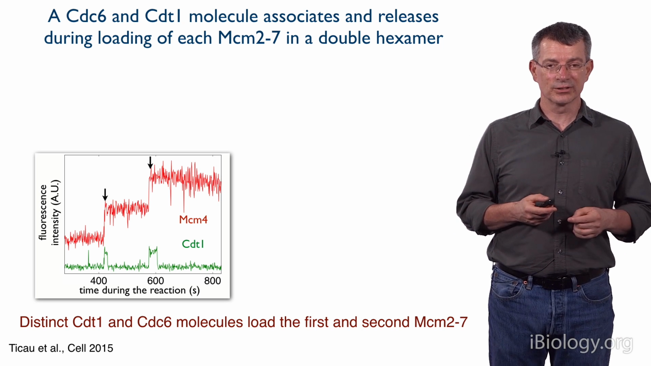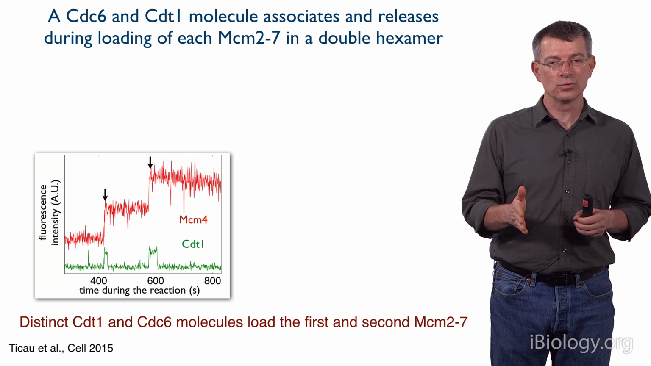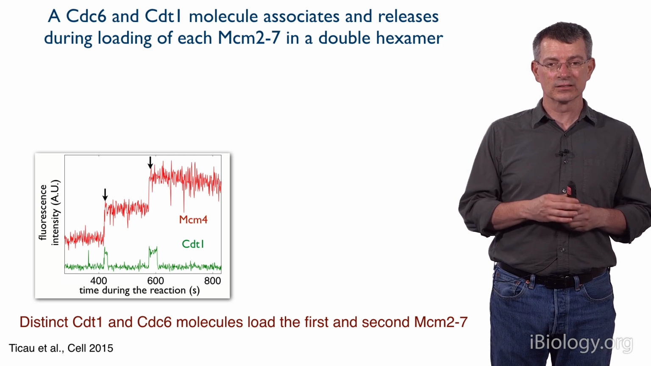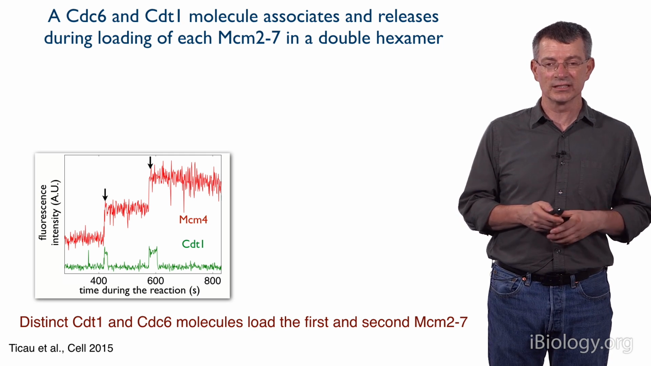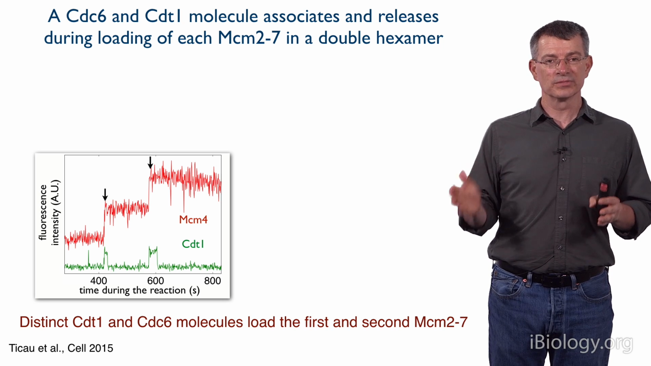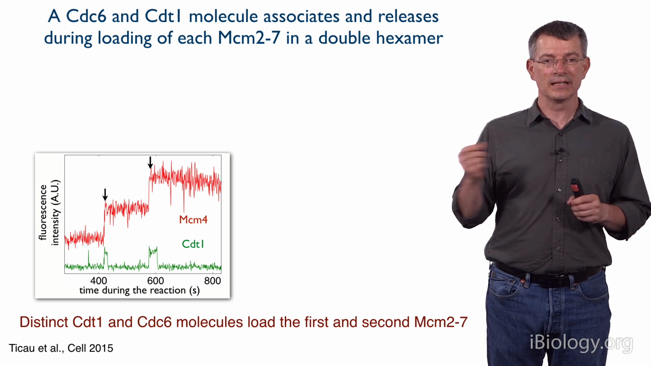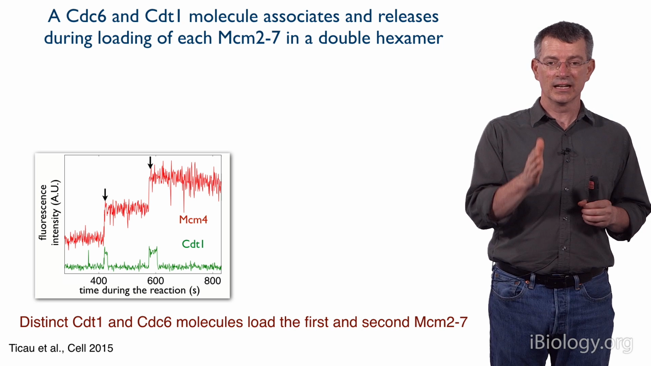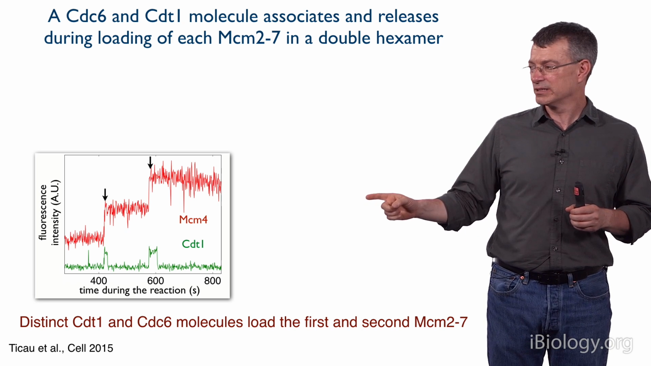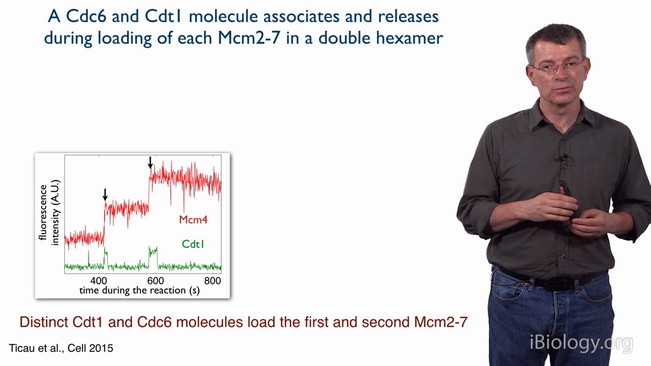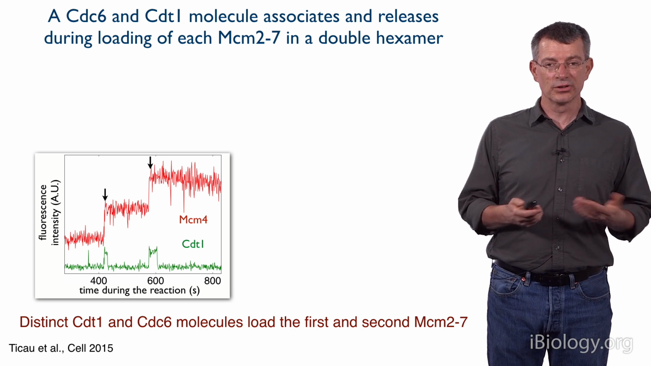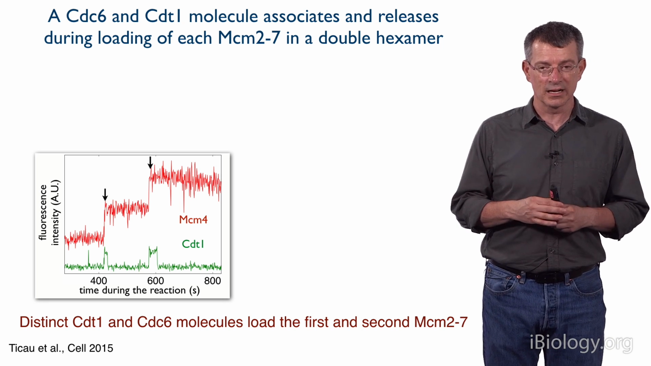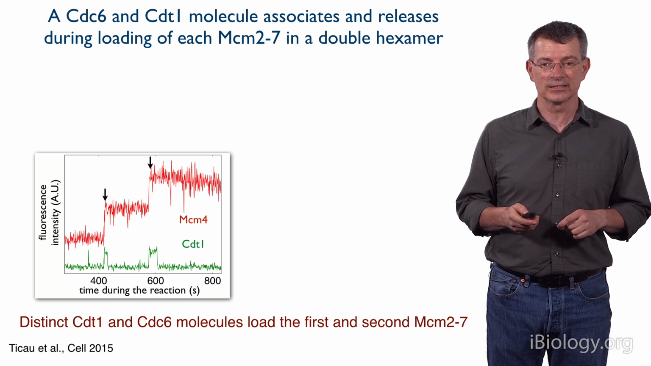The other thing I think you'll clearly see is that the time of Cdt1 association is identical to the time of the MCM association. However, Cdt1 comes off rapidly, leaving behind the MCM molecule. So you see a Cdt1 associated with the first loading event and then a Cdt1 associated with the second loading event. But both of those are much more short-lived than the corresponding MCM association.